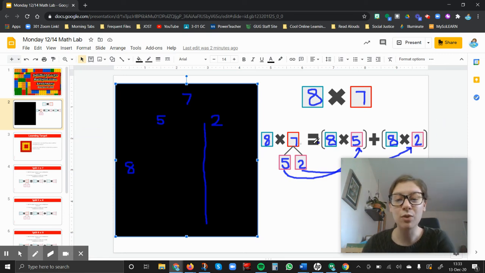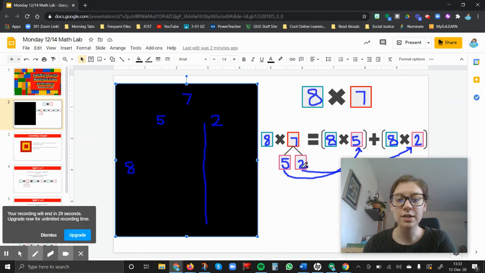So we just wrote our really complex number sentence by taking the 7, splitting it into two smaller numbers, and then using those two smaller numbers to help us write our two smaller multiplication sentences.